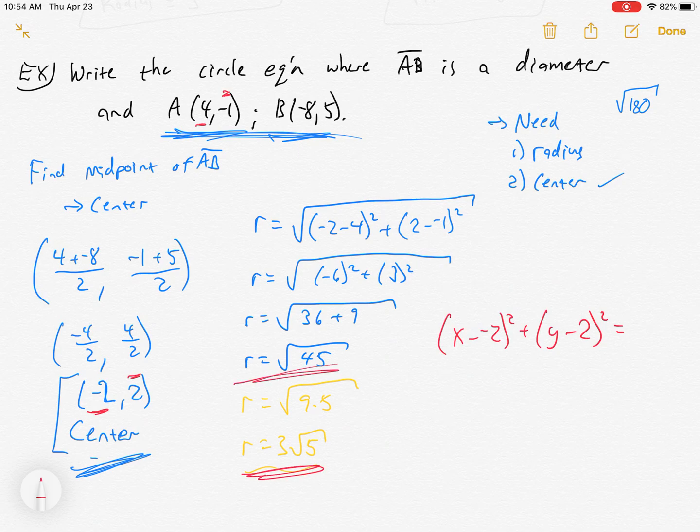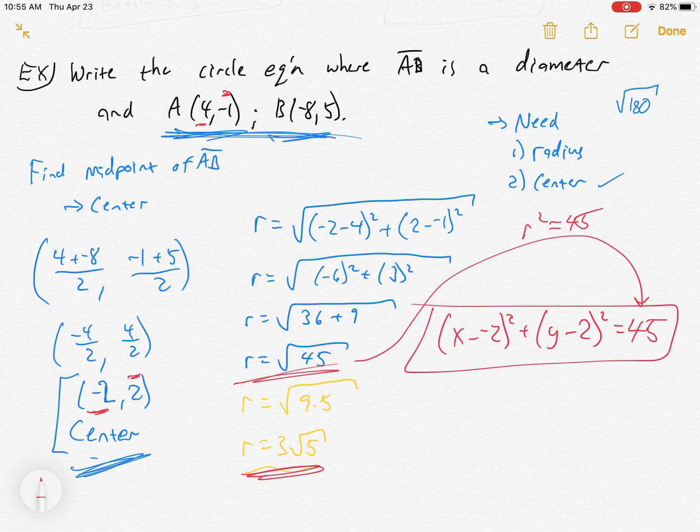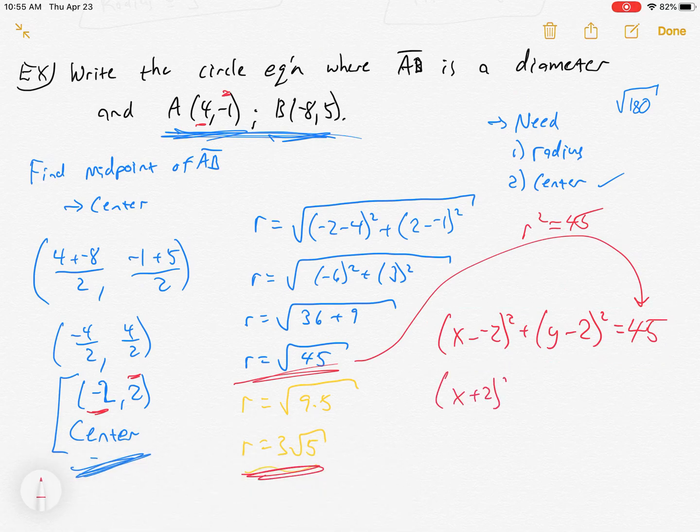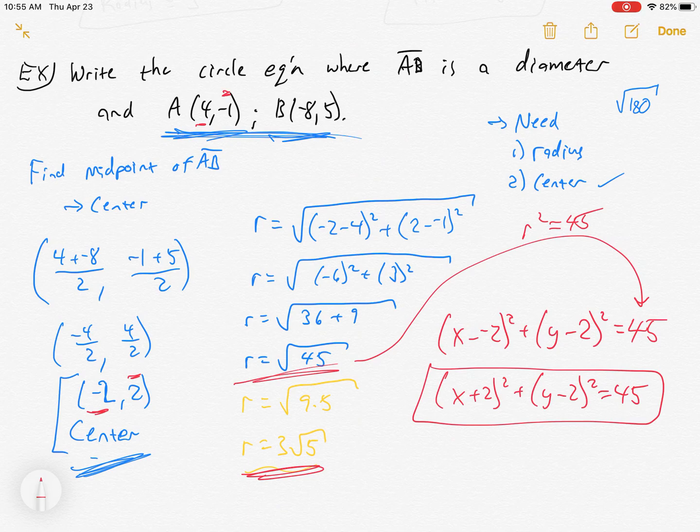Oh, you know what? This was wrong. Oh, no. Okay, this is right, yeah. But what is R squared? I could square this, or I could square this. What looks easier? This. R squared would be 45. You just drop the square root. That's the way to go. Oh, you know what? I should simplify that to a +2. And that is our answer.